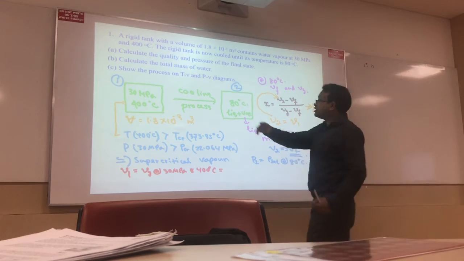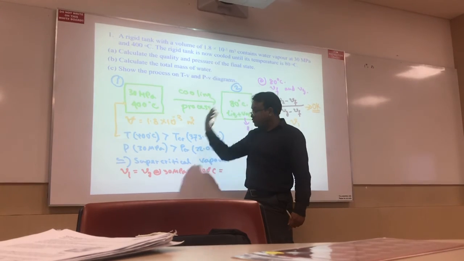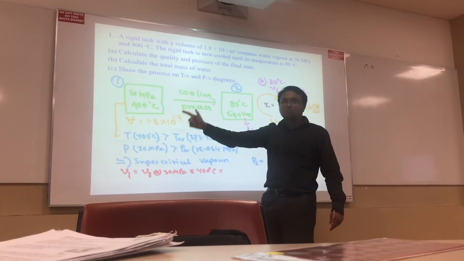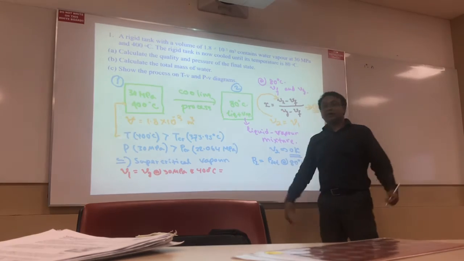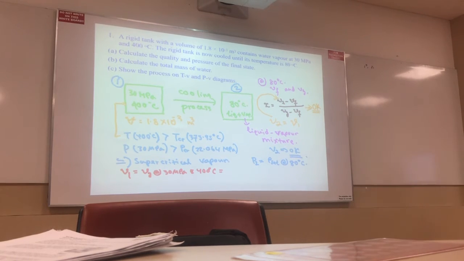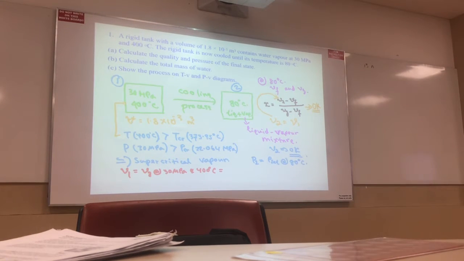Alright. Then what is the total mass? I know specific volume, I know total volume. What is the mass? Total volume by specific volume, by Archimedes law. Right? So mass becomes total volume by specific volume V1. I know total volume is given, 1.8 times 10 power minus 3, and specific volume I get from the table.